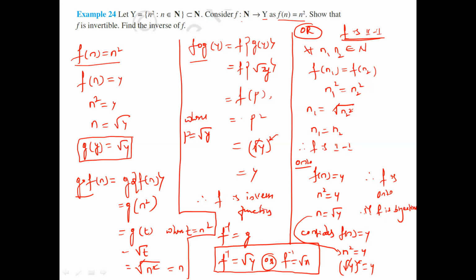Okay, f is onto and f is bijective, which means f inverse exists. Therefore, f inverse of x equal to root x. Yes, please note down. I will move to the next slide.